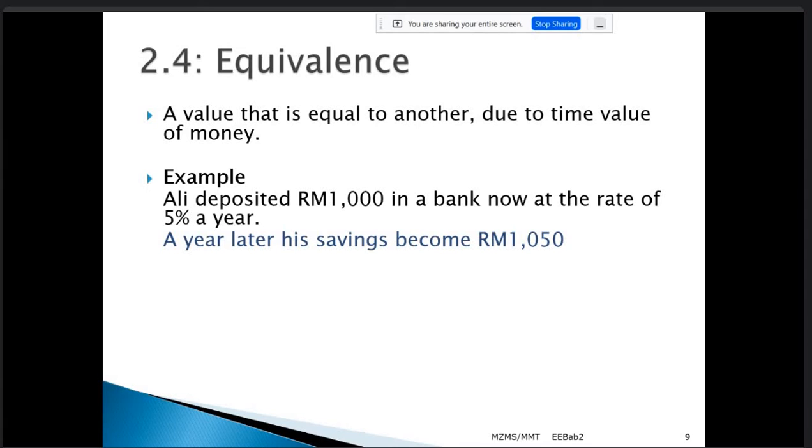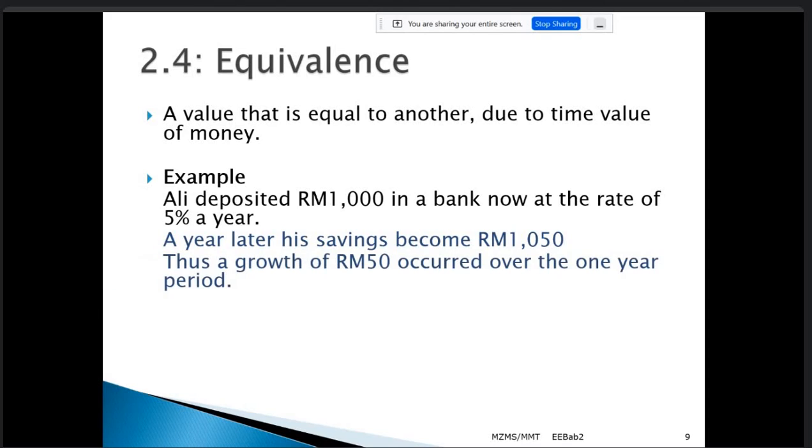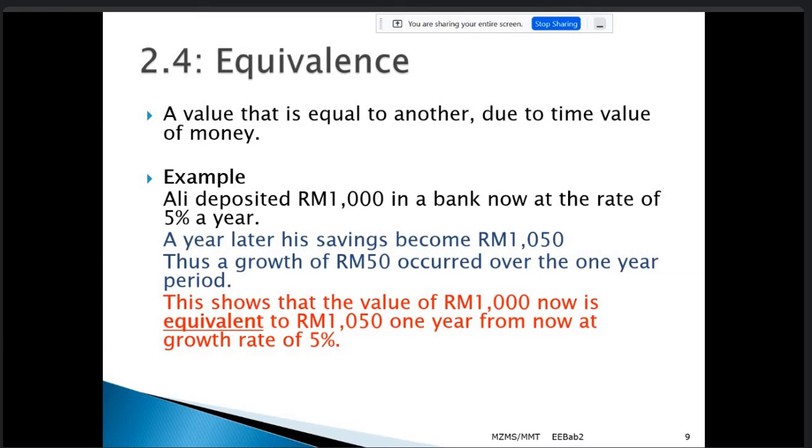Okay, equivalent. Equivalent is a value that is equal to another due to time value of money. Ali deposits 1,000 in the bank now at the rate of 5% a year. A year later, his savings become 1,050. Thus, a growth of 50 ringgit occurred over the 1 year period. So this shows that the value of 1,000 now is equivalent to 1,050 1 year from now at a growth rate of 5%.